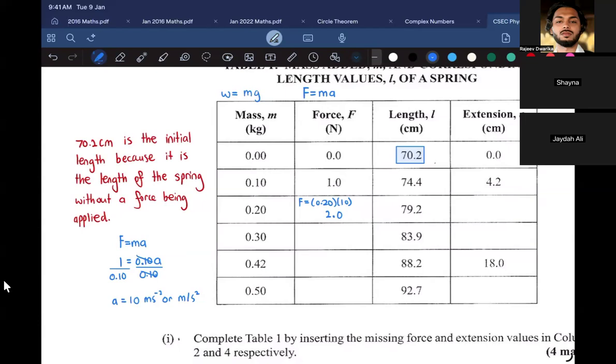And won't you agree that the original length of the spring is when you apply no force to it? Yes. So when the spring is just lying down, no force is being applied to it. So that would be the initial length. So tell me if you understand that. If you have a spring and you're not applying a force to it, it's just lying there. That's its original length. It's only when you apply a force that it extends. All right, nice. Glad that you got that.